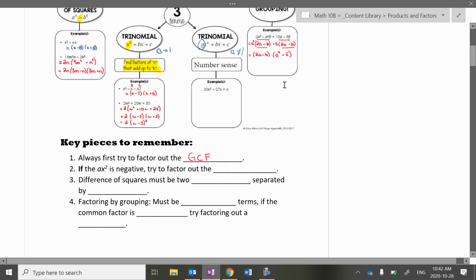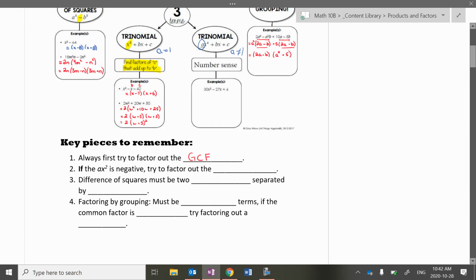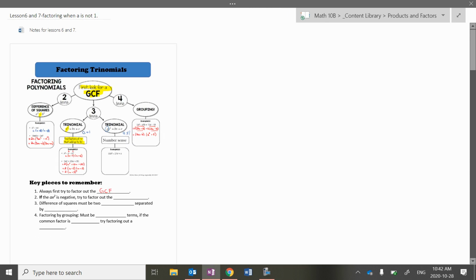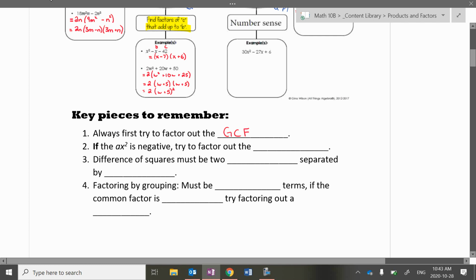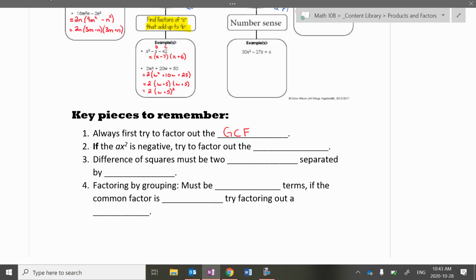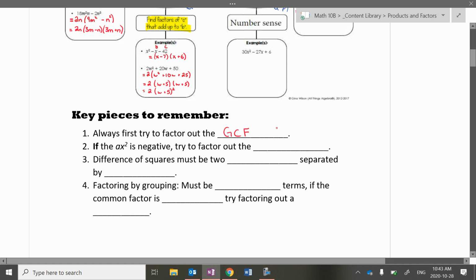So key pieces to remember when we're factoring. This is overarching. This first page would be like your cheat sheet to the unit. So like we started yesterday, always first try to factor out your GCF. What's a big hint that there could be a GCF? A number before the first term. Good. So your big hint is if your A term doesn't equal 1.